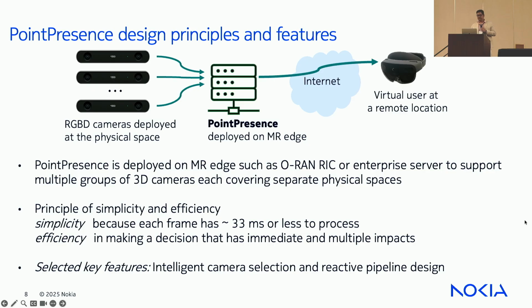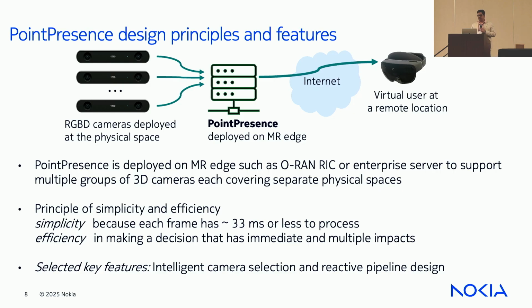So we propose PointPresence, with the design principles of simplicity and efficiency. PointPresence is deployed on the MRH, as I mentioned, processing multiple cameras at the same time. It can be deployed at the RIC or RAN RIC, or an enterprise server close to the user. Simplicity means that we have to design the pipeline to achieve 33 milliseconds per frame, so that we can achieve at least 30 frames per second. Efficiency means that any decision our controller makes has to have multiple impacts on the output.